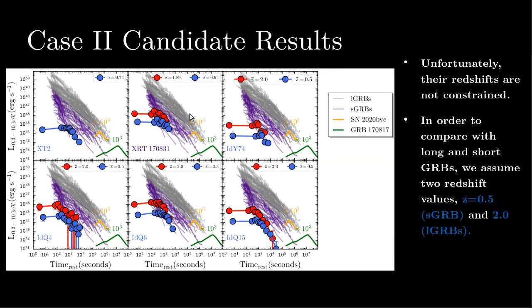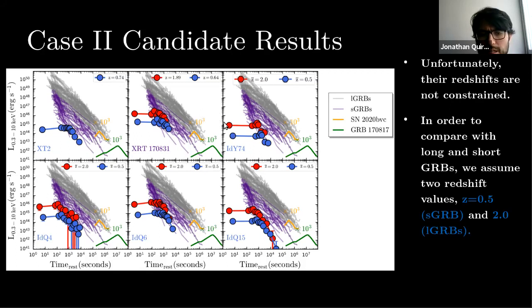And also, we compare with the light curve of short gamma ray bursts that you can see here, which are still fainter.